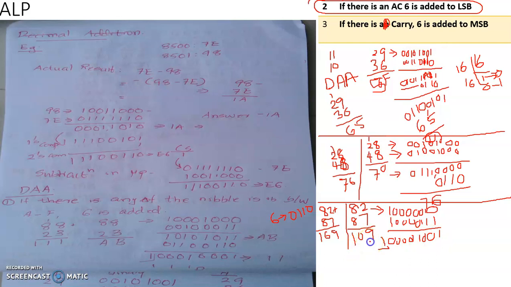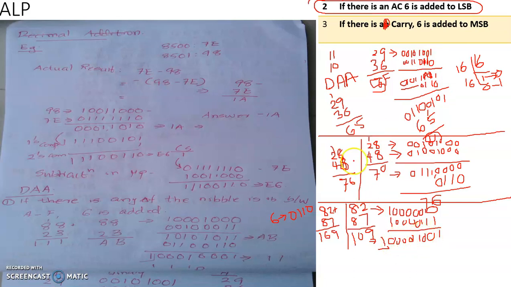1, 0, 9. This is how this result is being generated. Now you look at the LSB nibble. This is purely a decimal number, not a hexadecimal number, so you cannot apply the first rule. And the MSB part is also purely a decimal number, so the first rule cannot be applied.